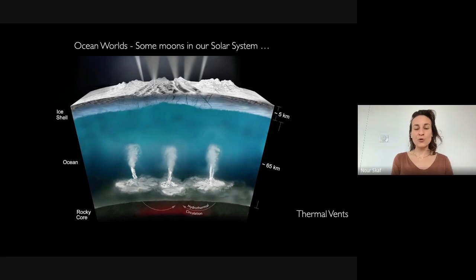How are ocean worlds interesting for our understanding of life? Well, on Earth, we know that life appeared from a mix of heat, energy, light, and water. That comes from what we call thermal vents. You have the core of the planet that is creating a lot of heat, and so then you have what we call thermal vents. I don't know if you're familiar with this, but things that just emit heat.